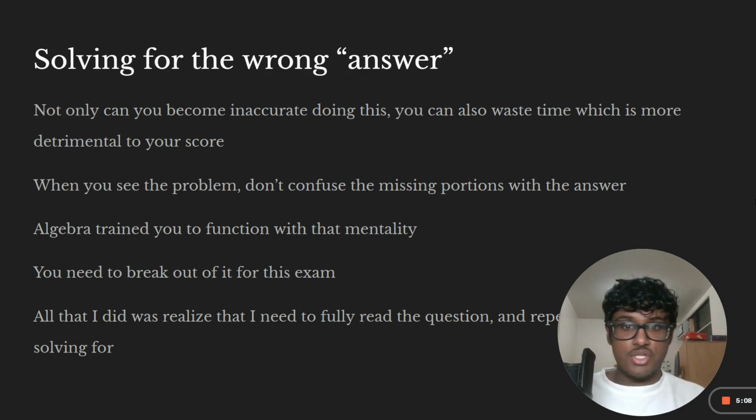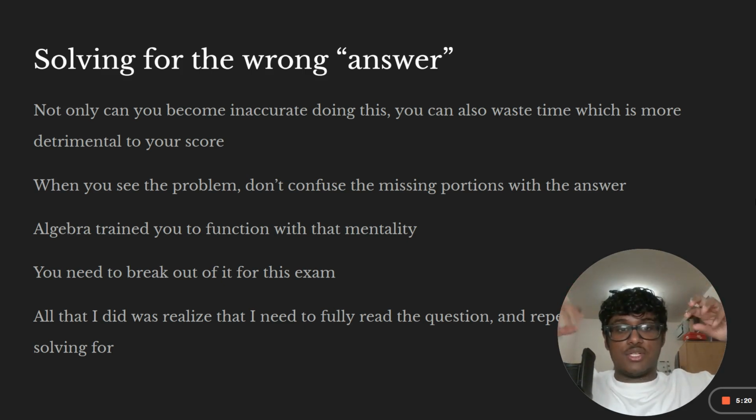So what you're going to do, right? Don't confuse the missing portion with the answer. Every time that you think of questions like this, you need to separate the idea of the missing portion and the answer. And then based on that, missing portion and answer, you need to figure out exactly what you're trying to solve for, right? Algebra trained you to do that and do it incorrectly for the exam.